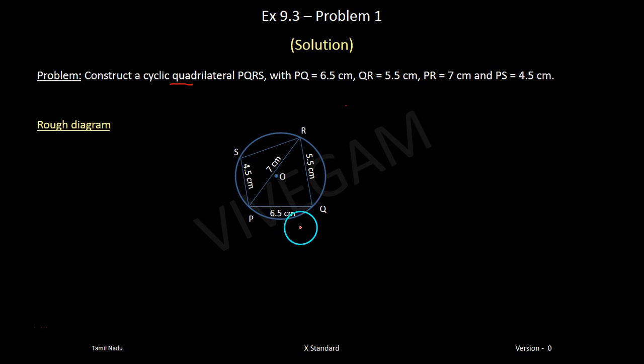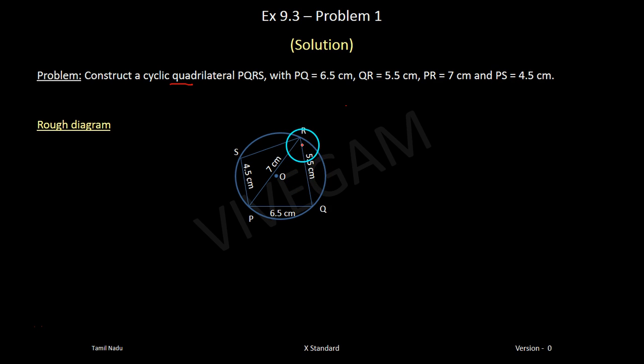In this case, what we need to do is first draw this line PQ of the length 6.5 centimeter. Then they have told us QR is 5.5 centimeter. So with Q as a center and radius of 5.5 centimeter, we'll have to draw an arc. And with P as a center and radius of 7 centimeter, we'll have to draw one more arc. These two arcs will intersect at this point R, and that is the third point of the quadrilateral.